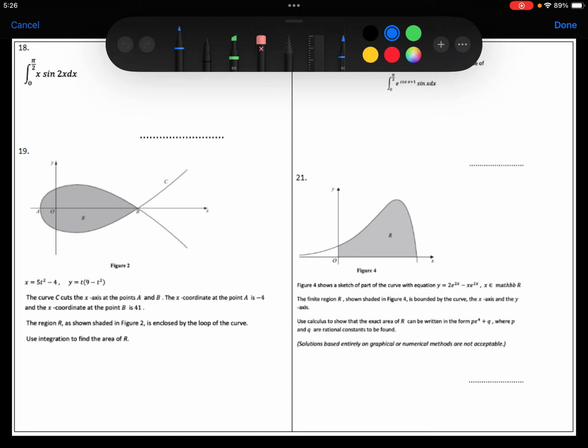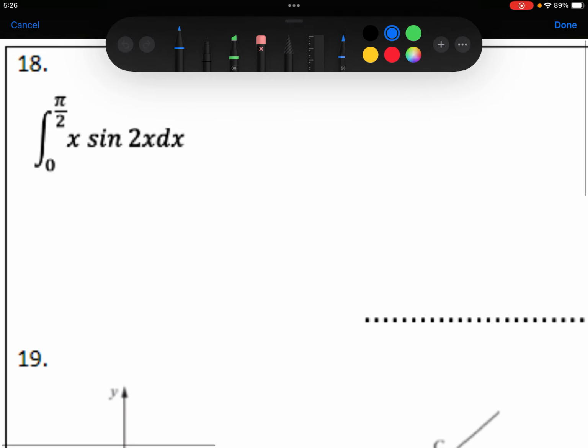Question 18. We want the integral of x sine 2x from 0 to pi over 2. I'm going to do this by parts, because if I select my u to be the x and my v dash to be the sine 2x, then I think this is going to be a good idea, because when I differentiate the x, I just get 1, which is going to turn this into a nicer integral.